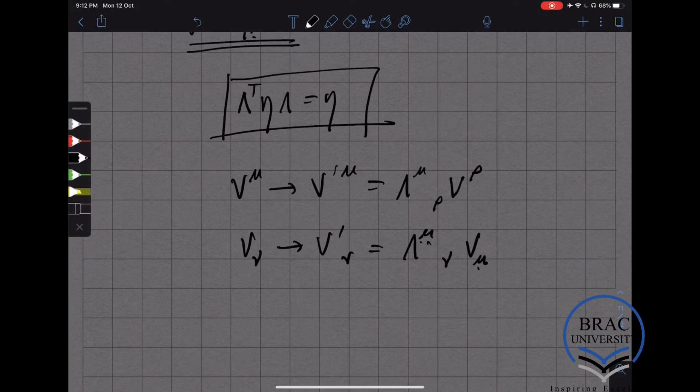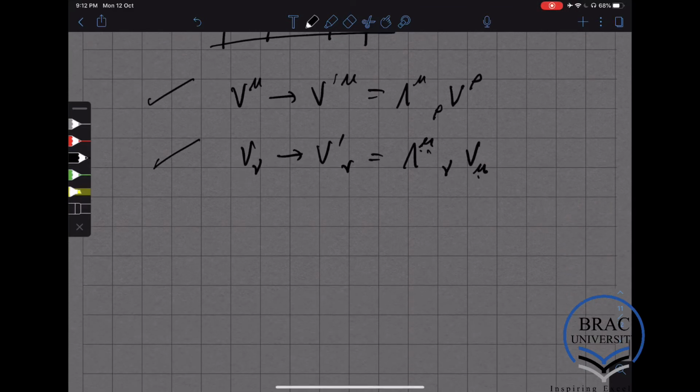So the first one is a contravariant vector. The second one is a covariant vector. So we can define a tensor to be something which can have mixed indices. So this guy has two contravariant indices and, say, one covariant index.